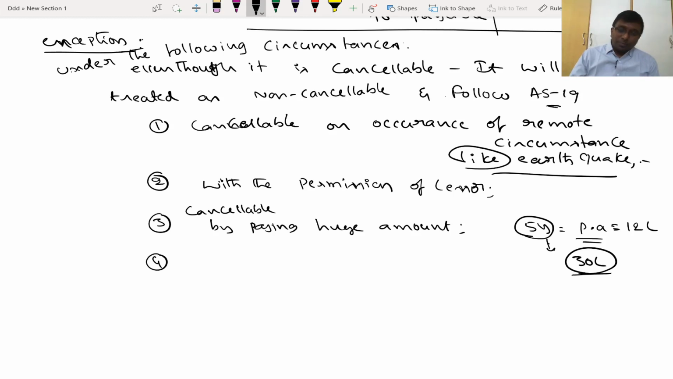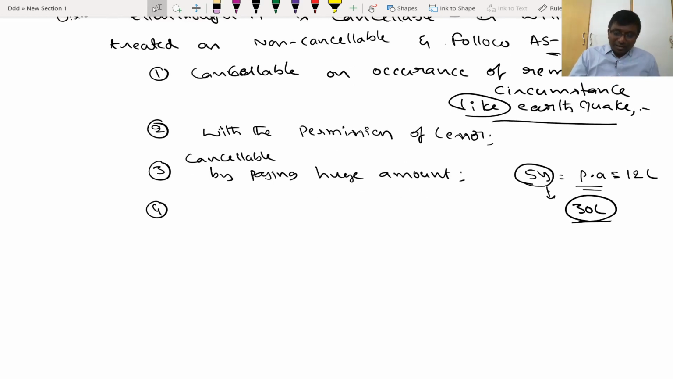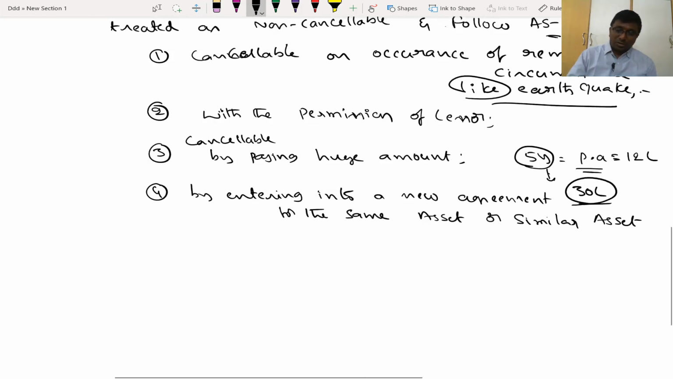Fourth. Next point is what? Under the fourth circumstance, it is cancelable by entering into a new agreement, for the same asset or a similar asset. Try to understand this.